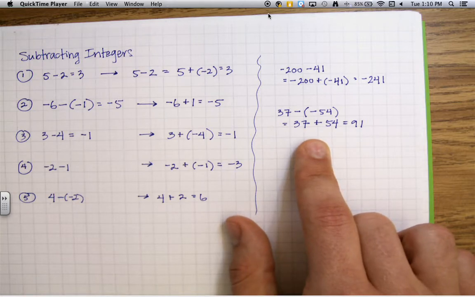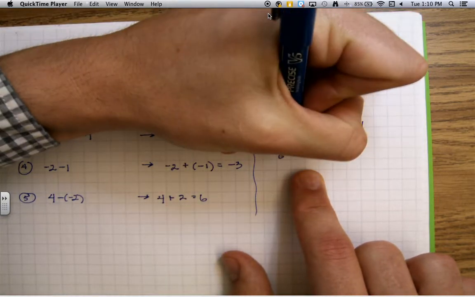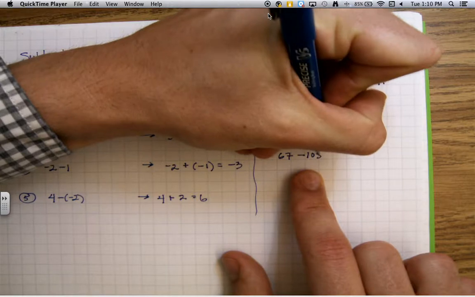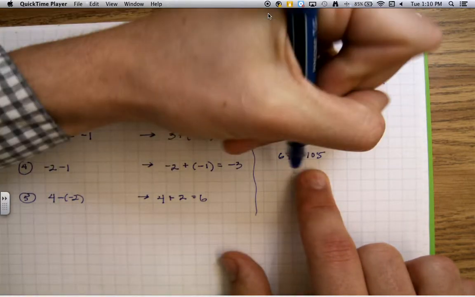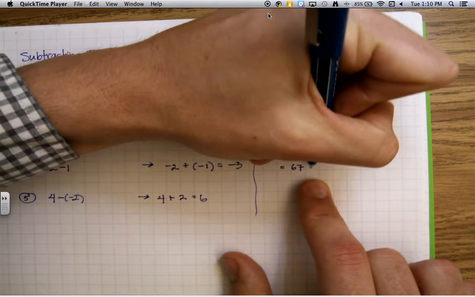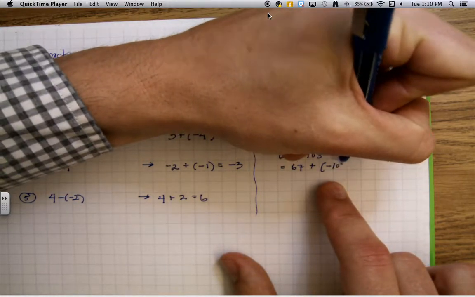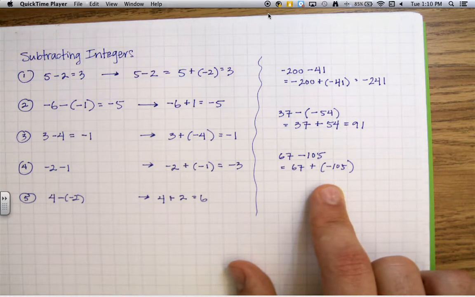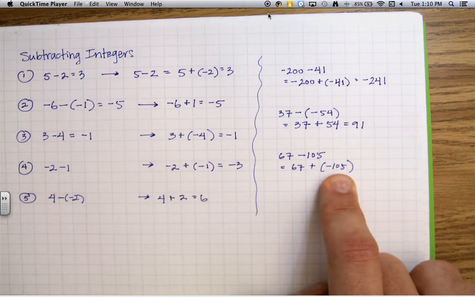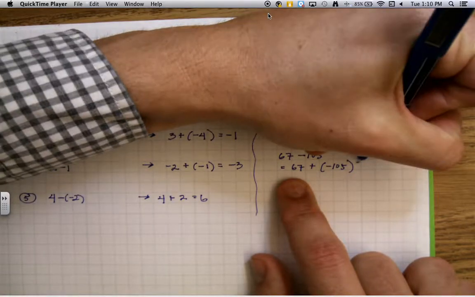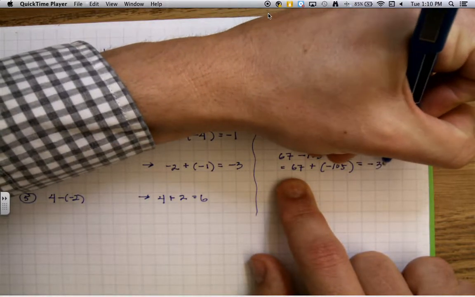And we'll do one more example, 67 minus 105. Instead of taking away 105 positives, I'm going to do the opposite. I'm going to add 105 negatives. Let me think about this. 67, 3 more would get me 70. That means 33 more would get me 100, which means 38 more would get me 105. So there are 38 more negatives than positives, which means that this result is negative 38.